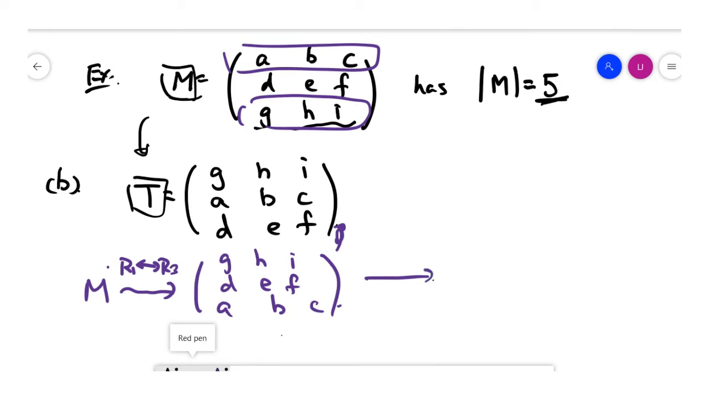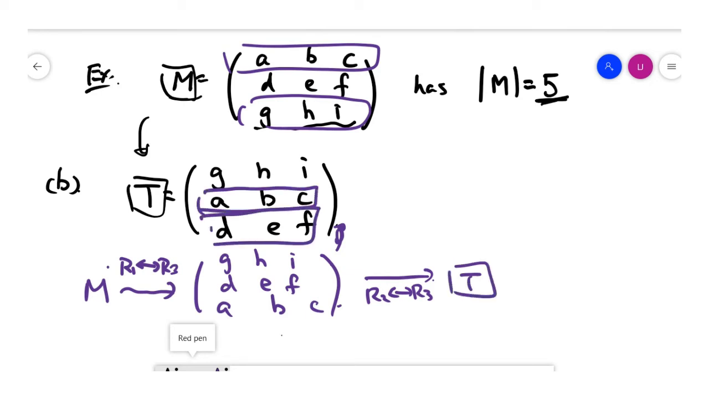I think the next swap I can use is I can swap row 2 with row 3. In that case, I get T. You can compare. If I swap these two rows, you will get the matrix T now. And can you tell me the relation of the original matrix with T?